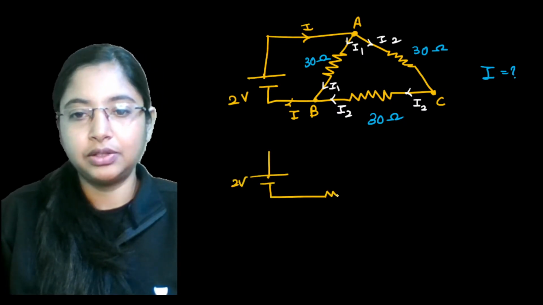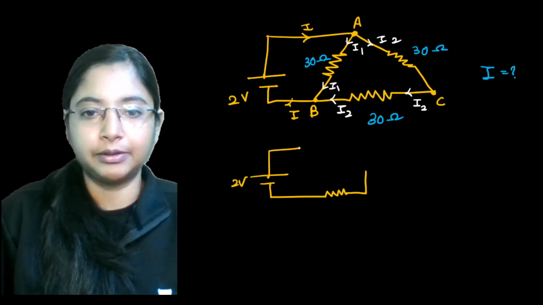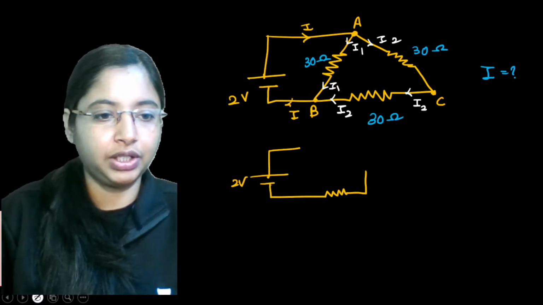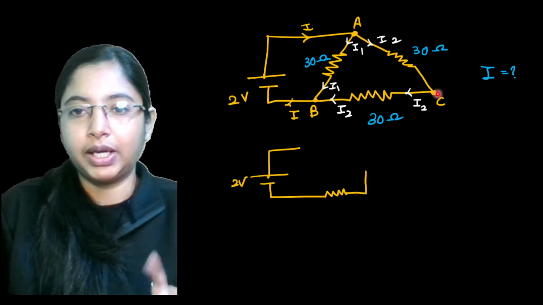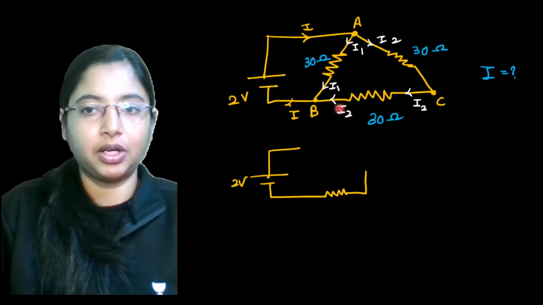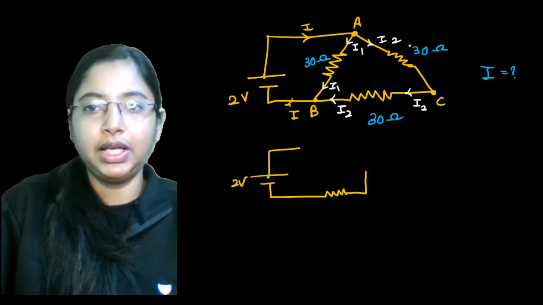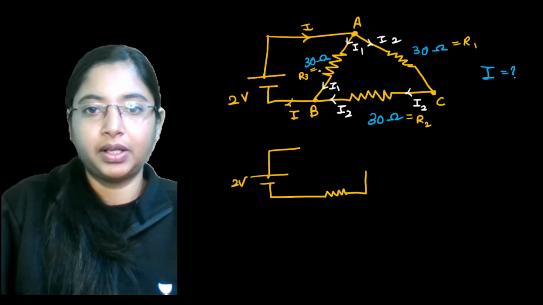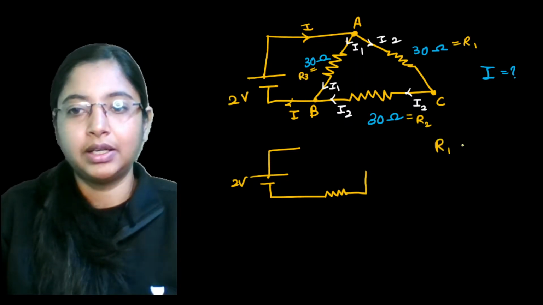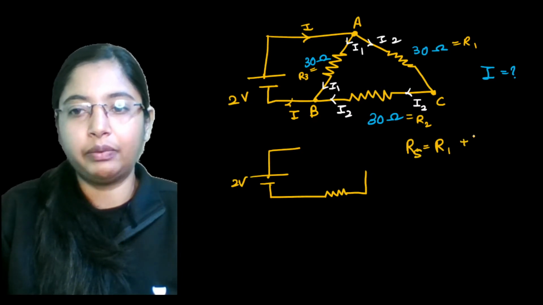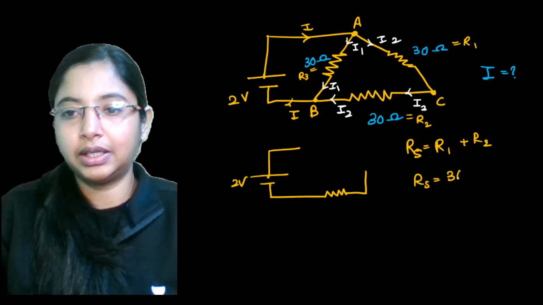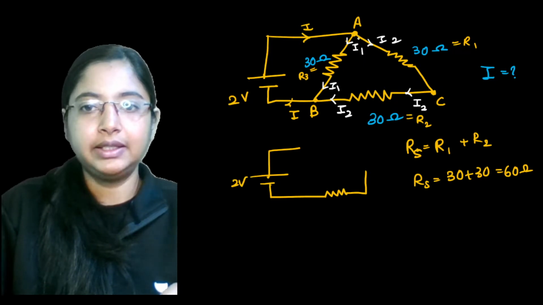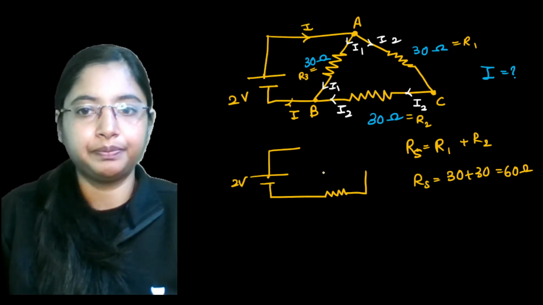Across the ends of the 2 volts battery we have a resistor network connected. Over here we have two resistors in series combination, so these two resistors can be added. Let's say this is R1, this is R2, and this is R3. R1 and R2 are in series, so their equivalent resistance will be R1 plus R2, that is 30 plus 30, a total of 60 ohms. So 60 ohms is the equivalent resistance between A and B.